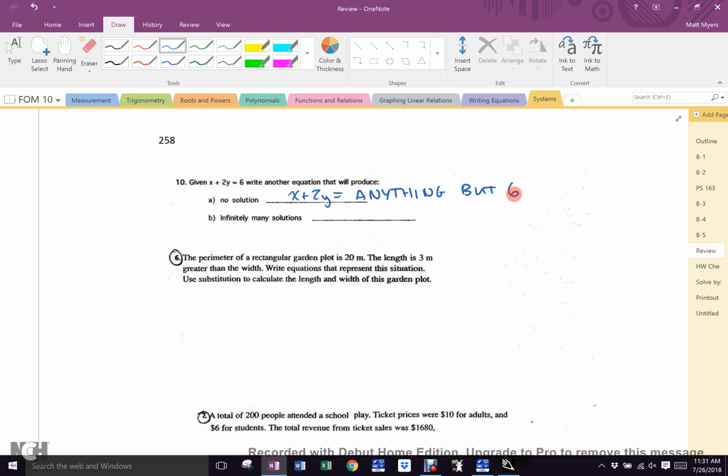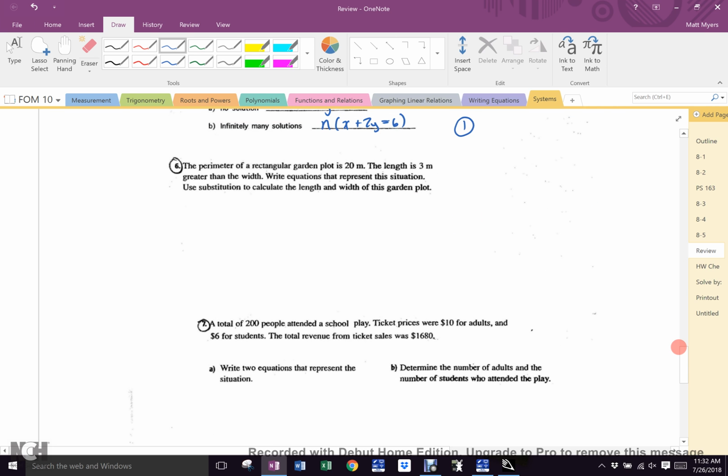The x and the 2y have to still be there, unless you want to do something like this. 2x plus 4y equals anything but 12. Because if I doubled those two, I would have had to double the 6 as well. For 1 mark. Infinitely many solutions. That means it's the exact same line. So that means you can write n, any number times x plus 2y equals 6. Whatever number you put there is okay. So 2x plus 4y equals 12. 7x plus 14y equals 42. Everybody good? For 1 mark.